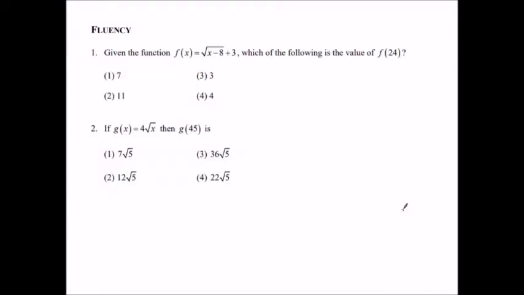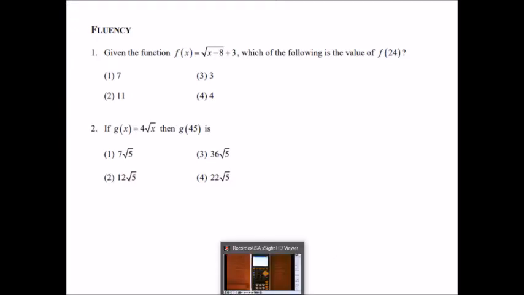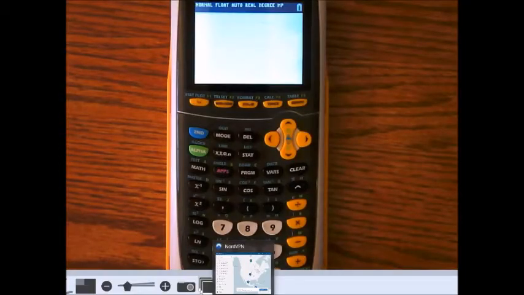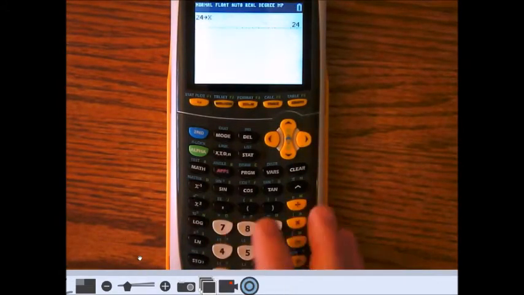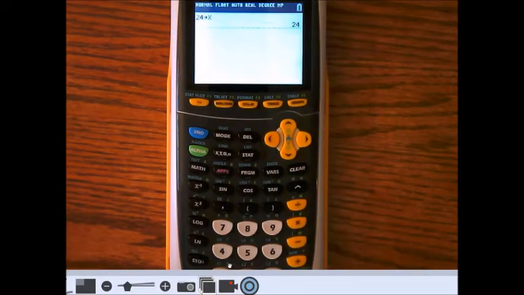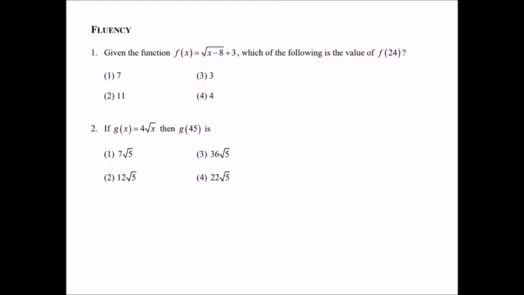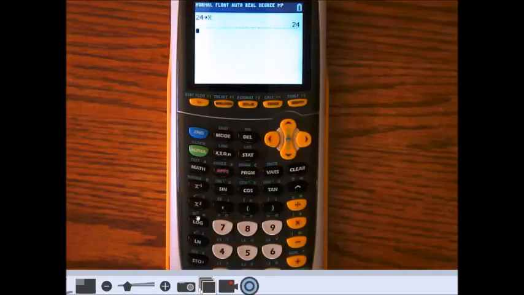Number 1, given the function f of x equals the square root of x minus 8, plus 3, which of the following is the value of f of 24? I would use my calculator for this. So I would store 24 for x, and then I would type in that function. So I believe it was square root of x minus 8, plus 3.